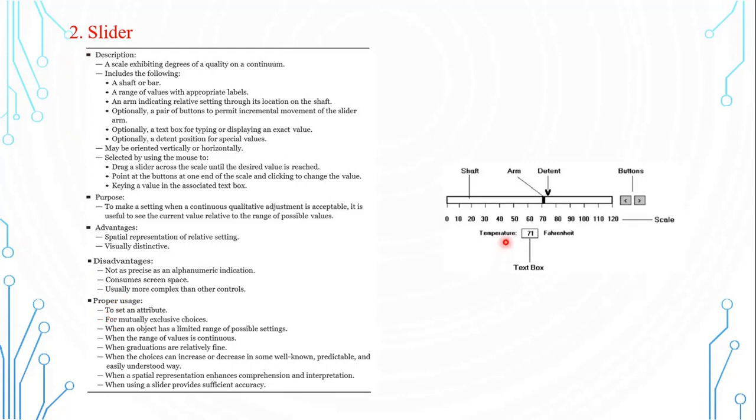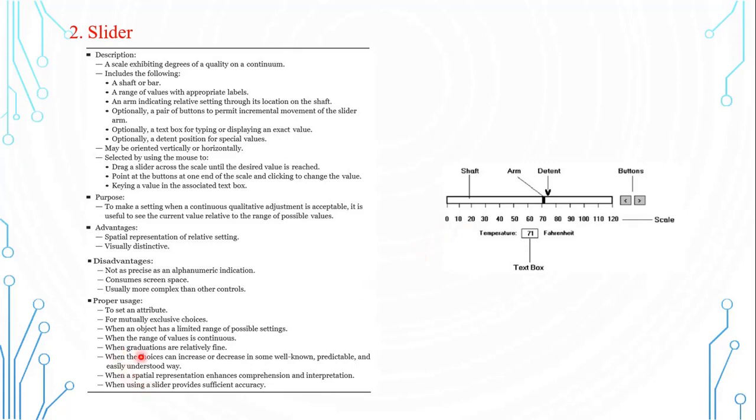These sliders are used to set an attribute, and also for mutually exclusive choices. When an object has a limited range of possible settings, we use this kind of slider. When the range of values is continuous also, we can use sliders. Here you can observe that from 0 to 120 you have the range of values, and it's all continuous. It's not a discrete value, it's a continuous value. So we can use this kind of slider in this case.